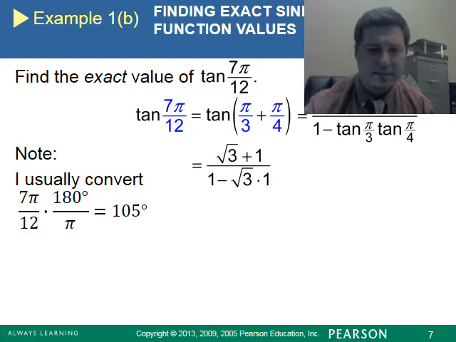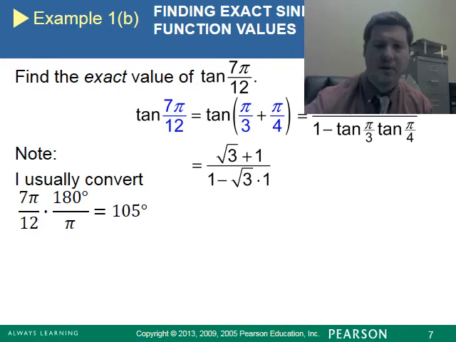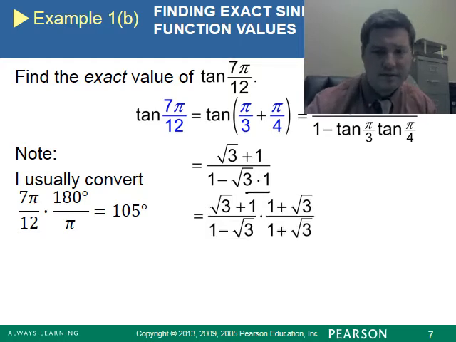So we plug all that in. Not a whole lot of simplifying to start off. I can multiply these two, square root of 3 and 1. It's just square root of 3. If you remember back in sections 5.1 and 5.2, verifying identities, it's really common to multiply by the conjugate. So instead of 1 minus square root of 3, I multiply the top and bottom by 1 plus square root of 3.